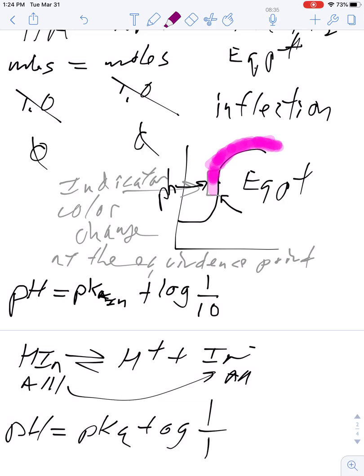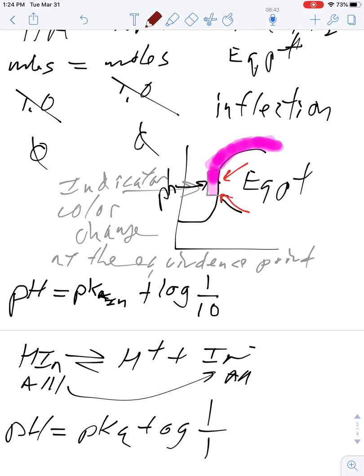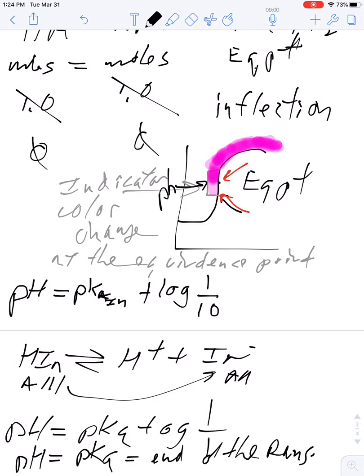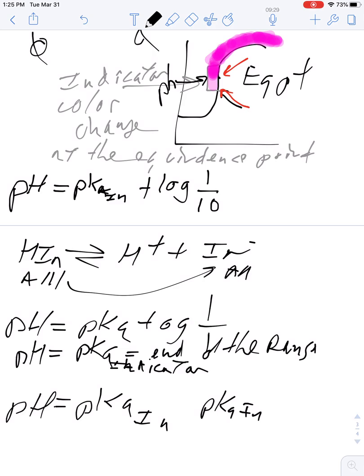So this is the beginning of the range, and that's the end of the range. Log of 1 is 0. So the pH at the end of the range is the pKa of the indicator. In other words, I'm going to pick an indicator whose pKa is going to be equal to the pH range of where the equivalence point is.